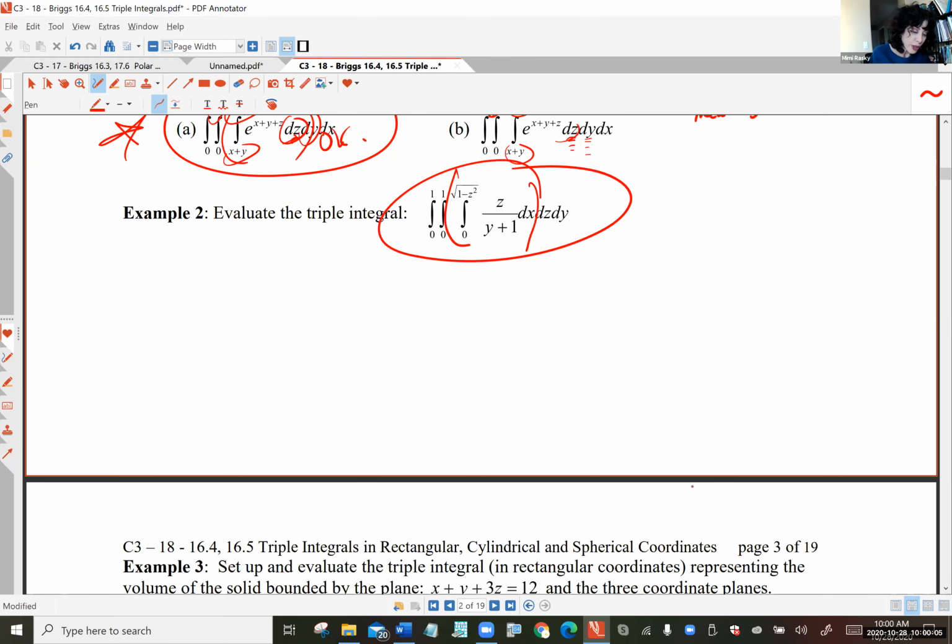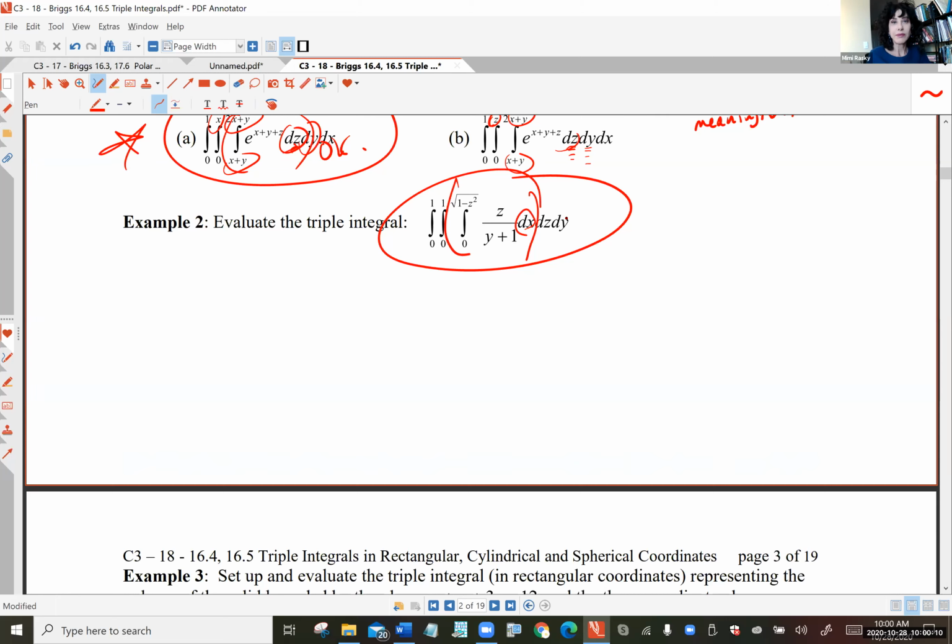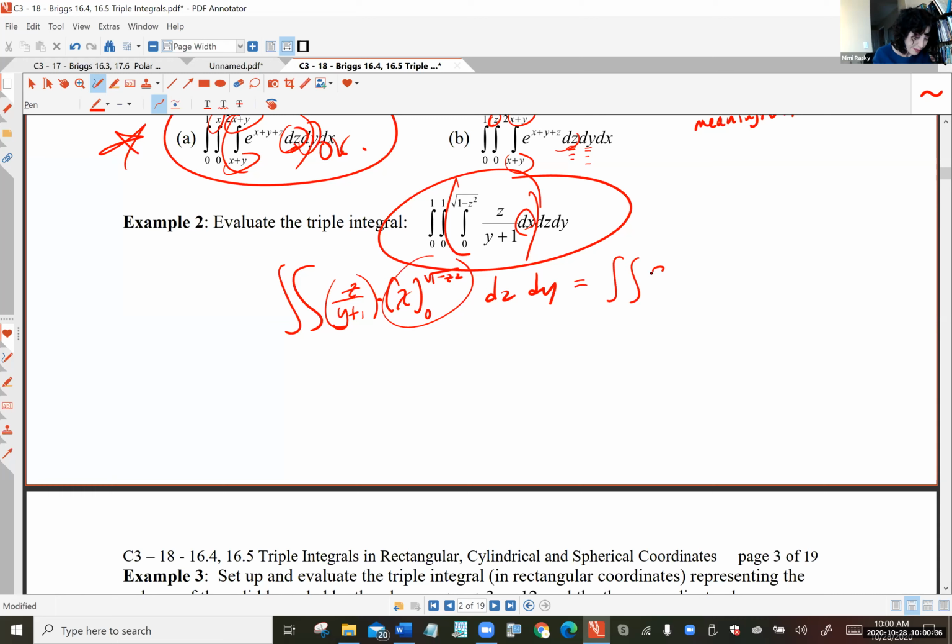So how do you integrate z divided by y plus 1 with respect to x? Just x, right? Yeah, you're going to write down the z over y plus 1, because that just looks like some constant multiple. And then you'll have x. And x is going to range between the limits of 0 up to square root of 1 minus z squared. And you still have a couple other integrals left, so I'm going to keep putting those up. And then you evaluate this at its limits, and I'm just going to get square root of 1 minus z squared.